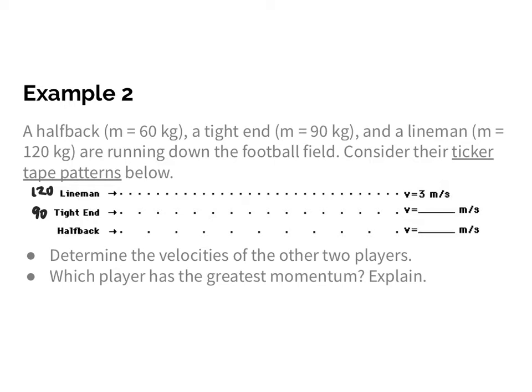So based on the dots here, I'll just kind of pick here. If I look at that spot, I got about 6 dots to every 3, so we can say it's twice as fast. So I would say that the tight end's moving 6 meters per second.